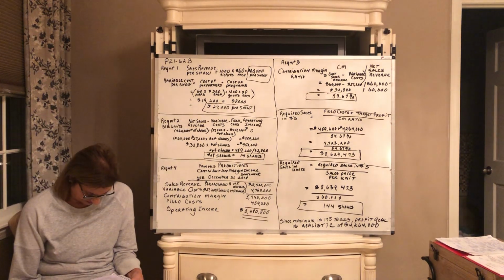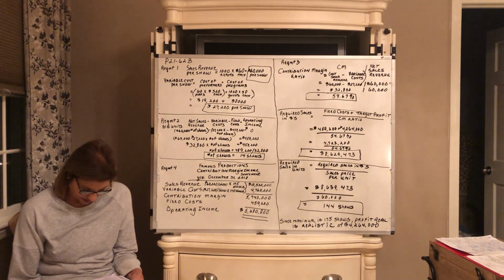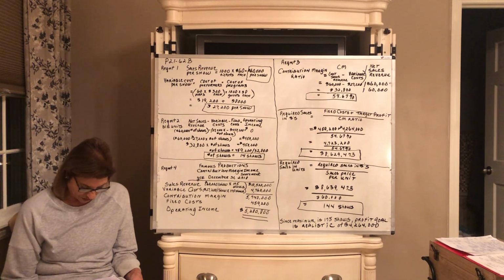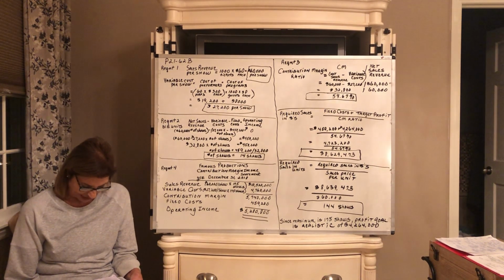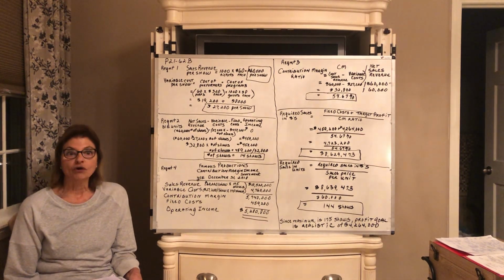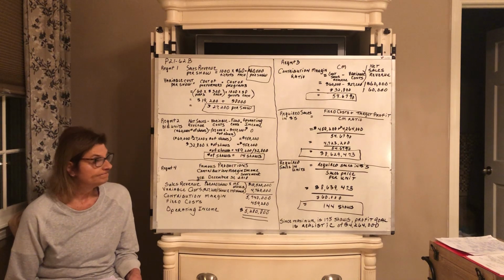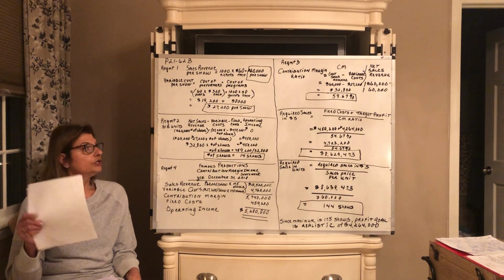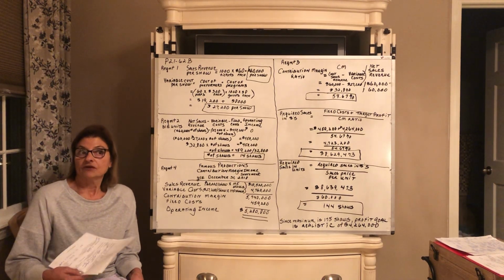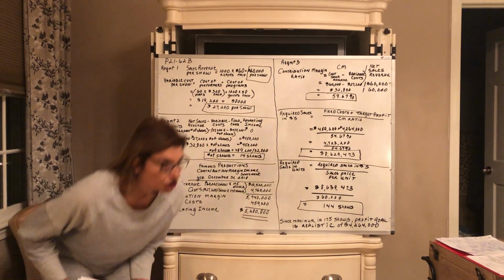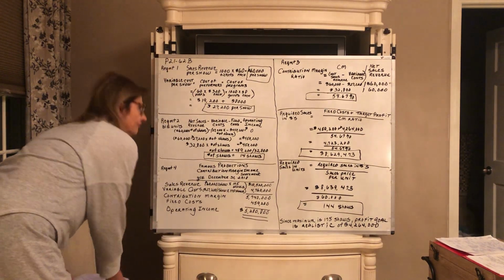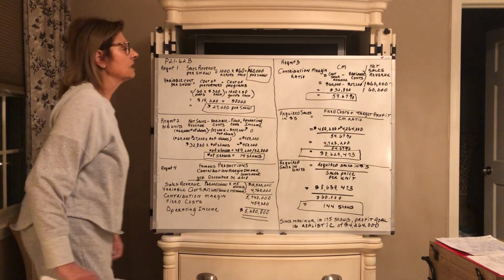Requirement 3. Use the contribution margin ratio approach to compute the number of shows needed each year to earn a target profit of $4,264,000. Is this profit goal realistic? Give your reason. Okay, so we're going to do the easier way, the contribution margin ratio approach. We don't have to rearrange any formulas here.